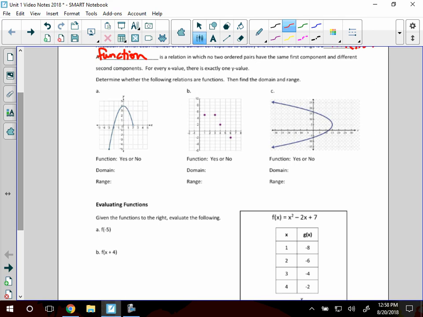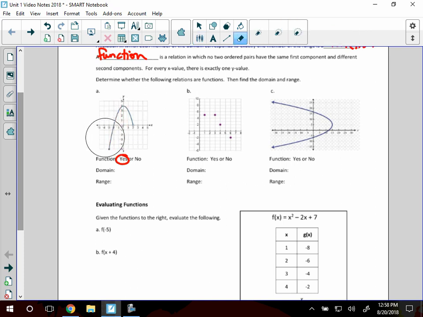So if you're looking at the graph, you can use what's called the vertical line test. In other words, if you draw a vertical line through any part of the graph, it doesn't matter where, if it only hits one point, it is a function. So this is a function because there's no vertical line I could draw where it hits the graph more than once.